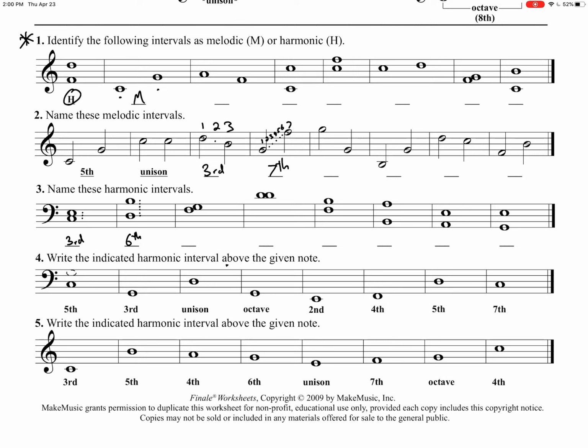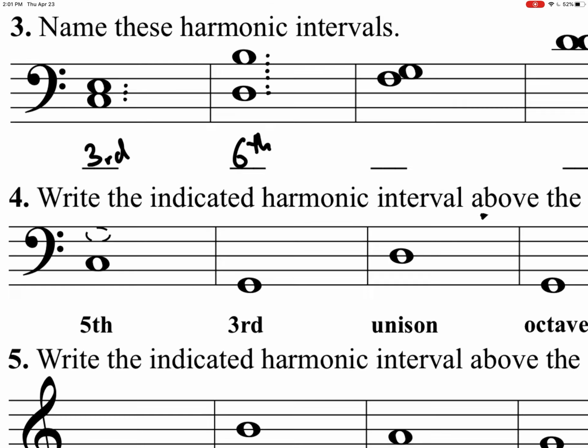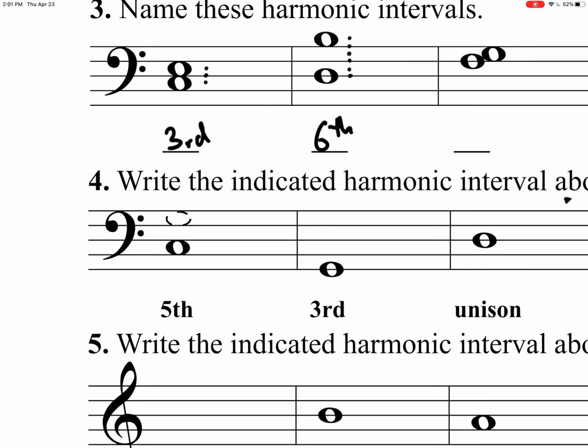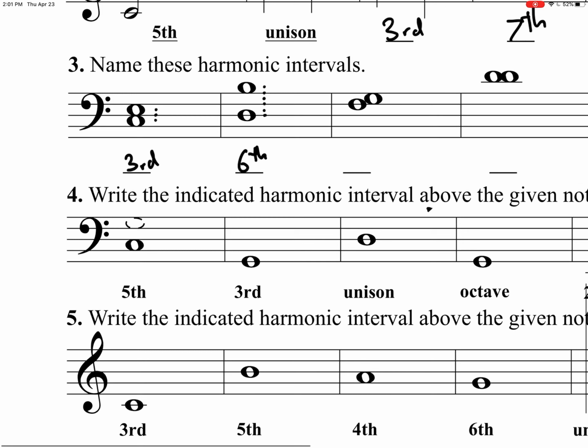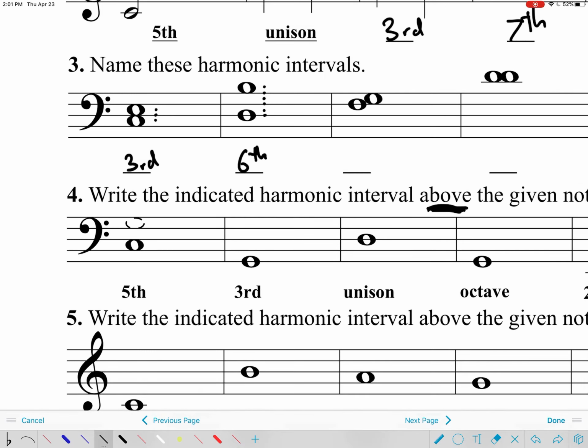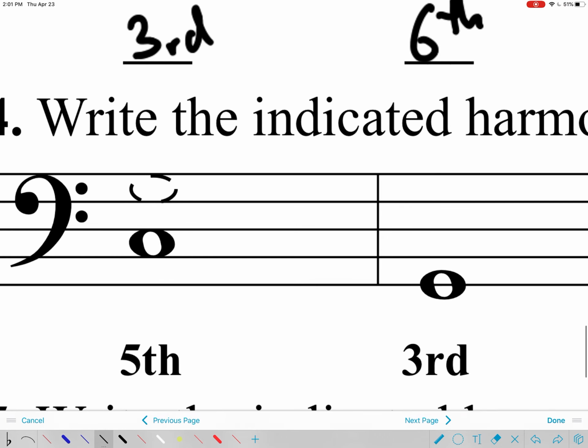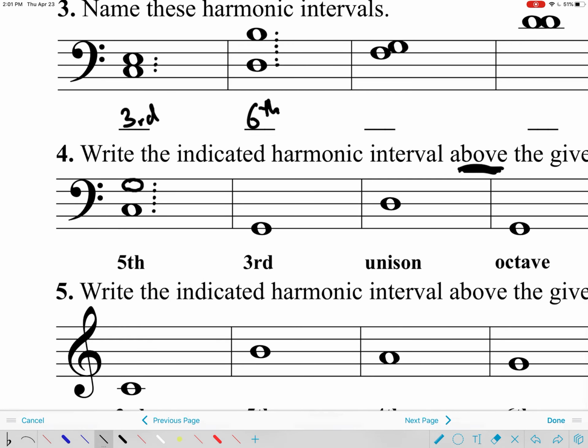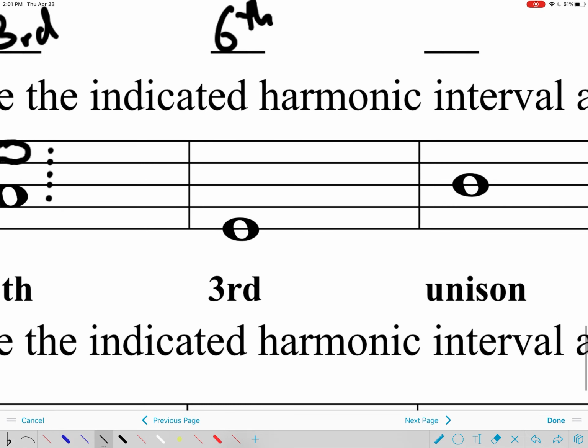Number 4, write the indicated harmonic interval above the given note. So here, you're given a starting note and then an interval, and you need to draw in the note that is that interval away from the starting note. So remember, we're going to be writing above, not below, and we're going to be counting up 5. 1, 2, 3, 4, 5. So our fifth above C is G. Next example, 1, 2, 3.